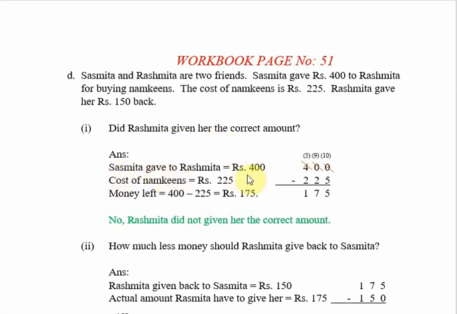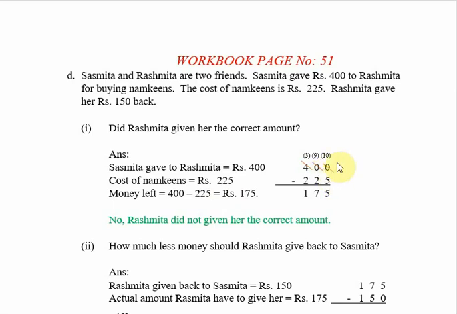Sasmita gave to Rashmita how much rupees? Rupees 400. And what is the cost of namkins? Write here, cost of namkins is rupees 225. So what is the actual money to be returned? For that we have to find the difference of 400 and 225. Write like this: money left is equal to 400 minus 225. Let us do the subtraction over here, 400 minus 225.